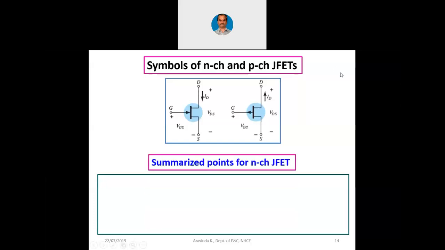Now the summarized points for N-channel JFET. P-channel JFET is simply the converse of these points. The maximum current for an N-channel JFET is defined as IDSS, drain to source current during saturation, and it occurs when VGS is 0 volts and VDS is greater than or equal to modulus of VP. We already know that pinch off voltage is negative and drain to source voltage is positive in case of N-channel JFET. And when you don't apply gate to source voltage, the device is completely on. That also we know. So this was already discussed earlier. This is simply a memory recall for you.